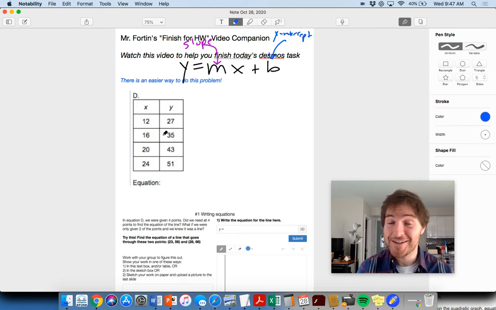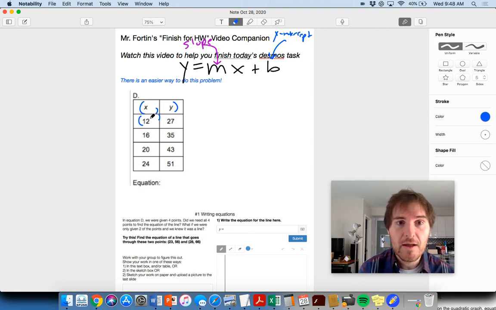Sometimes we're just given a set of points here, right? And these are all points of the form x comma y. That's how we write coordinates. So we have a point here at 12 comma 27. We have another point here at 16 comma 35.